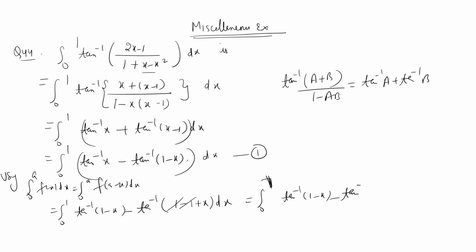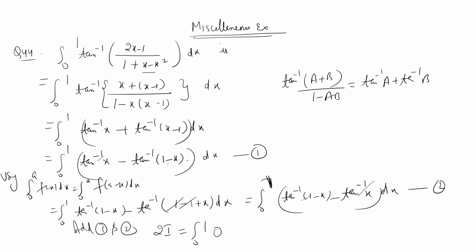Now you are familiar that the next step is to add 1 and 2. By adding 1 and 2, I'll get 2I is equal to, you can very well see that this tan inverse x will cancel with this and this will cancel with this. So I'll get 0, which implies 2I is 0, so I is also 0. It's a very, very important question.